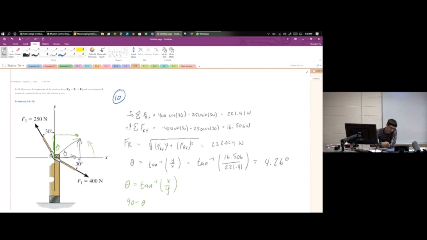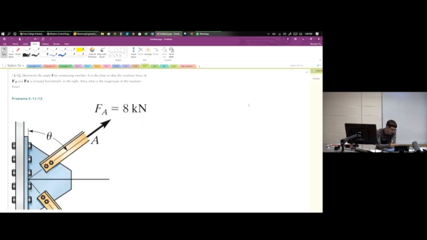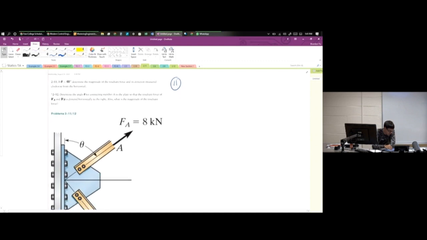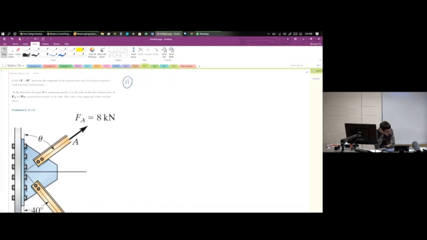10 minutes, probably have time for one more, right? So, question 11. If theta equals 60 degrees, determine the magnitude of the resultant force and its direction measured clockwise from the horizontal, right? So the horizontal would be the x-axis.